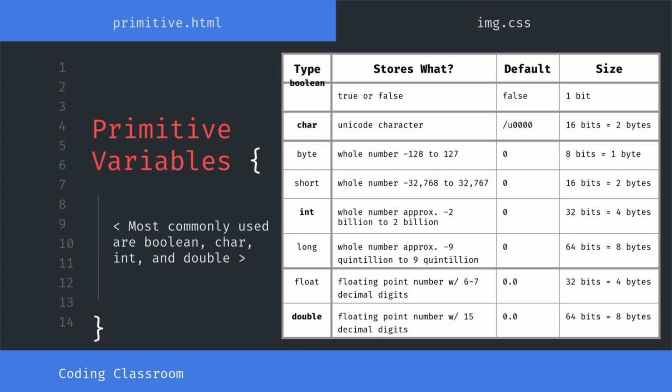Let's put what we've learned to the test. I'm going to show you a few examples, and your job is to figure out which data type would be best to store each value. Think about whether the value is a whole number, a decimal, a character, or something else.